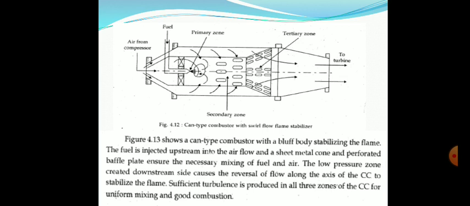Next, figure 4.13 shows a can type combustor with bluff body stabilizing the flame. The fuel is injected upstream into the air flow, and a sheet metal cone and perforated baffle plate ensure the necessary mixing of fuel and air. The low pressure zone created on the downstream side causes the reversal of flow along the axis of the combustion chamber to stabilize the flame. Sufficient turbulence is produced in all three zones of the combustion chamber for uniform mixing and good combustion.